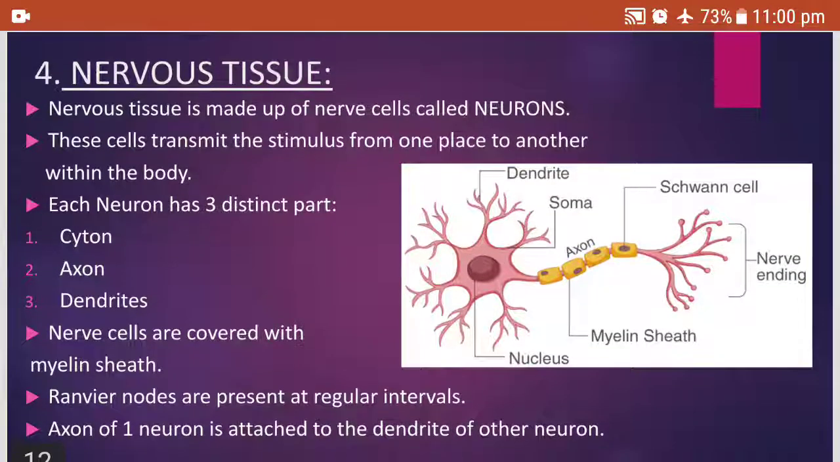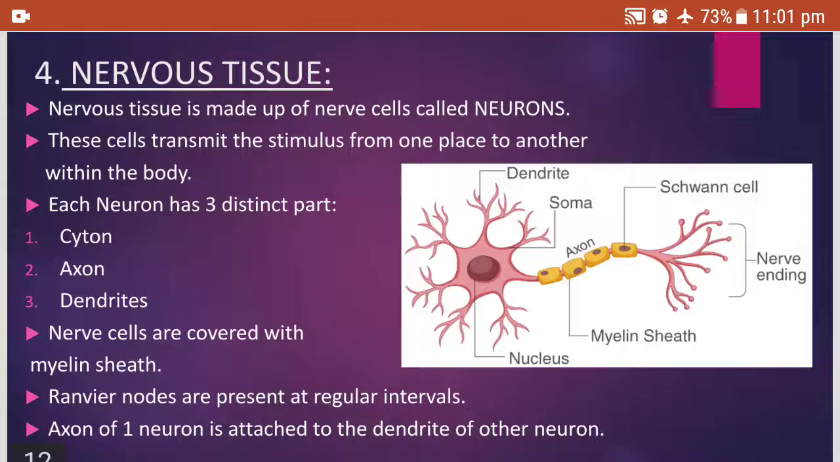The last type of animal tissue is called nervous tissue. Nervous tissue is made up of cells called neurons. They transmit the stimulus from one place to another within the body. Each neuron has three distinct parts: the cyton or cell body, soma; the axon, the long projection; and the small projections called dendrites. Remember, the small projections are called dendrites.